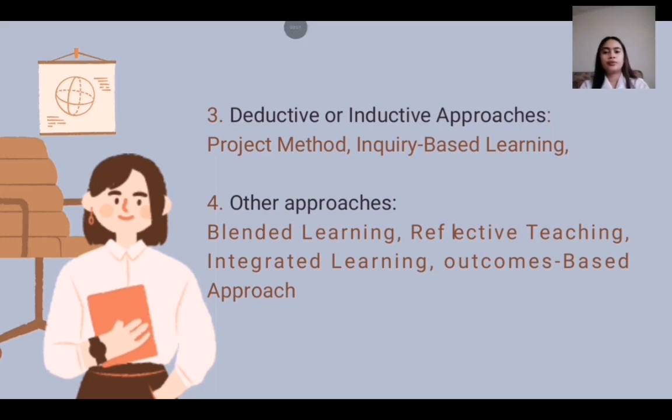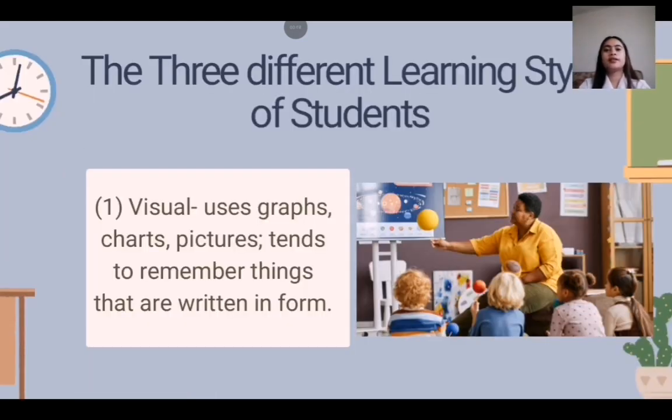So the other approaches are blended learning, reflective teaching, integrated learning, and the outcome-based approach. Next are the three different learning styles of students. First is the visual. It uses graphs, charts, pictures, and tends to remember things that are written. So in here, these students learn best by seeing things, just like pictures, charts, and graphs. They like to remember things when they read or see them.